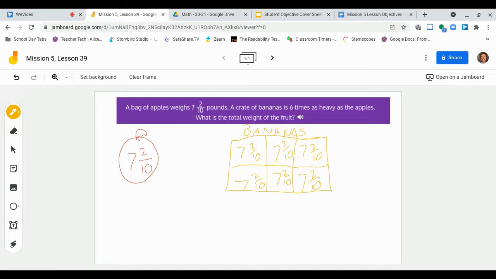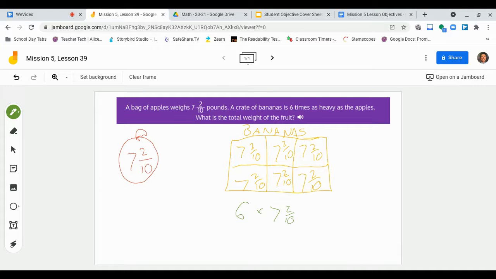But I do need to figure out how much the bananas weigh, because it was 7 2/10 times 6, really, because it says it's 6 times as heavy as the apples. So it's 7 2/10 times 6. Let's write that down. We need to solve that. Actually, I'm going to flip that because we've been doing it the other way. It's 6 times 7 2/10, like that.